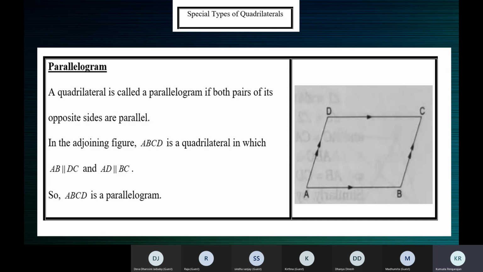If C is 70 now, what is the measure of angle A? 70 degrees, ma'am, because opposite angles are equal. So 70 degrees. All right, children. Now tell me this one. Please get it clearly: if AB is equal to 10 centimeters, what is the length of CD?